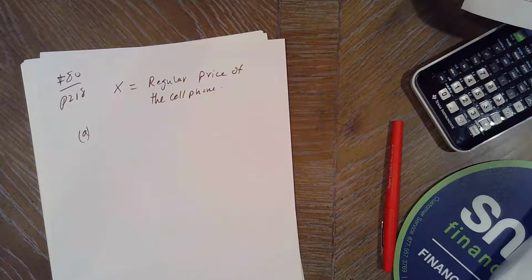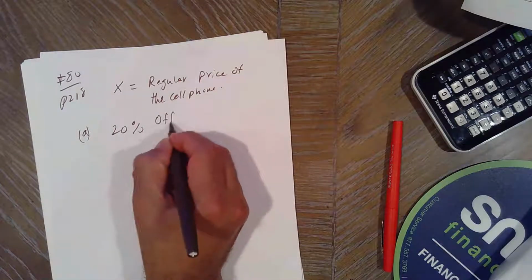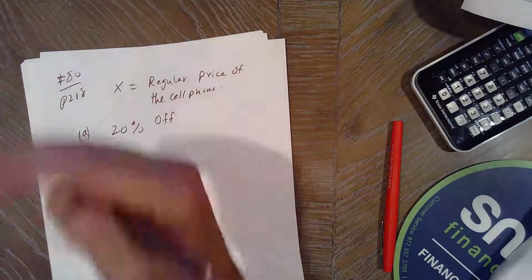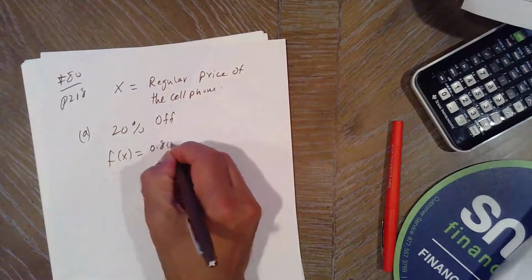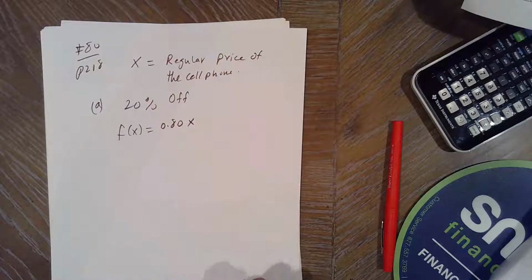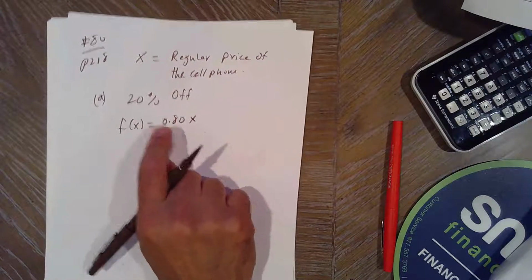Suppose only the 20% discount applies. Find a function f that models the purchase price of the cell phone as a function of the regular price. So f of x, the purchase price, if you're doing 20% off, you're paying what? 80% of x, right? 20% off doesn't mean you're paying 20%, you're paying 80% of the regular price. So that's going to show you the price after doing the 20% off.